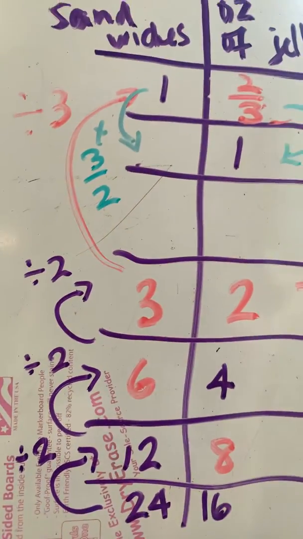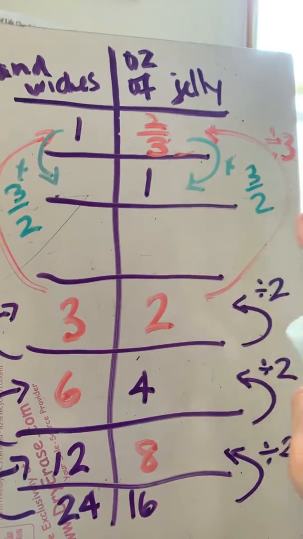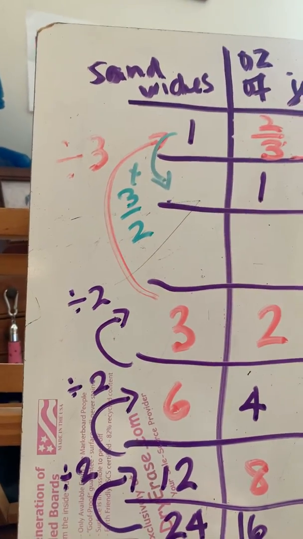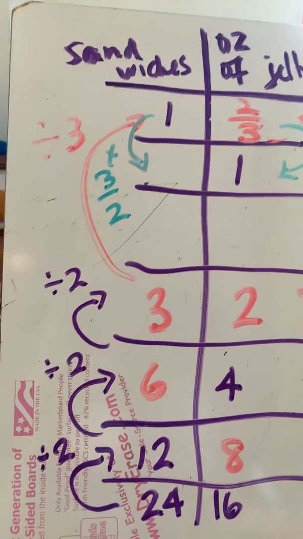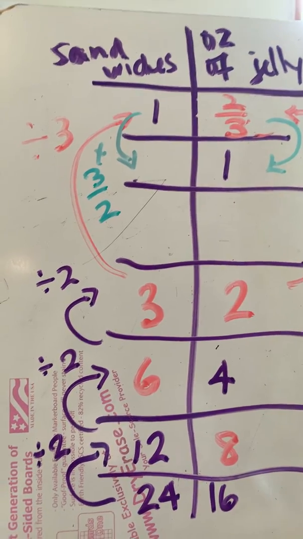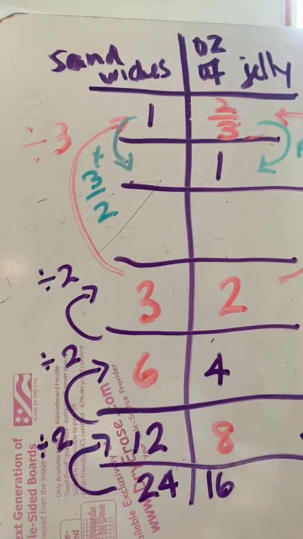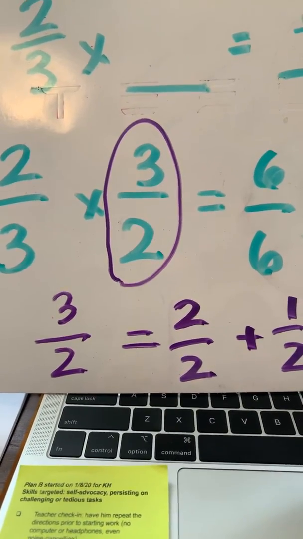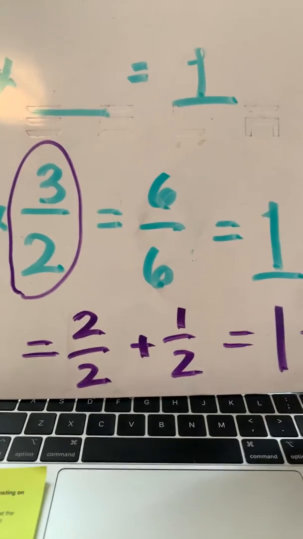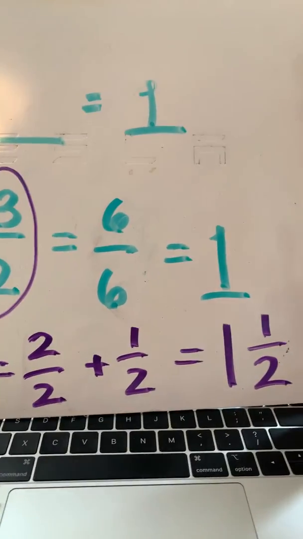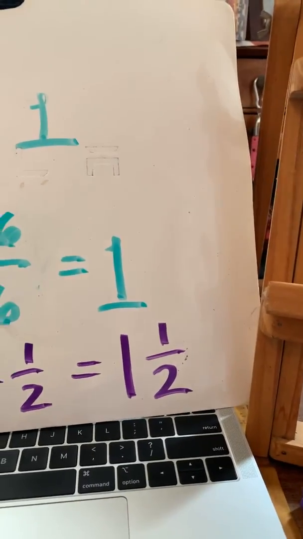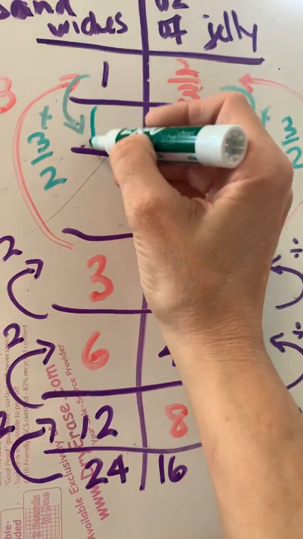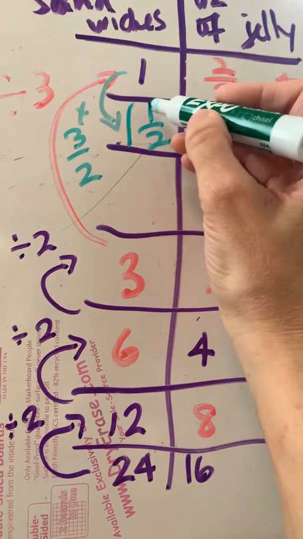So here you have 1, because we know 2/3 times 3/2 is 6/6, which is 1. And here, 1 times 3/2, we know that that is going to be 3/2, right? Because 1 times anything is the number that you're multiplying by. So here we go, 3/2. 3/2 actually equals 2/2, or 1, plus 1/2, which is equal to 1.5. So this is what I'm going to put in my table, 1.5.